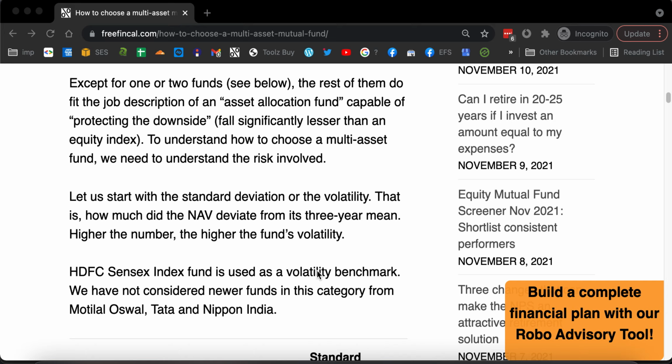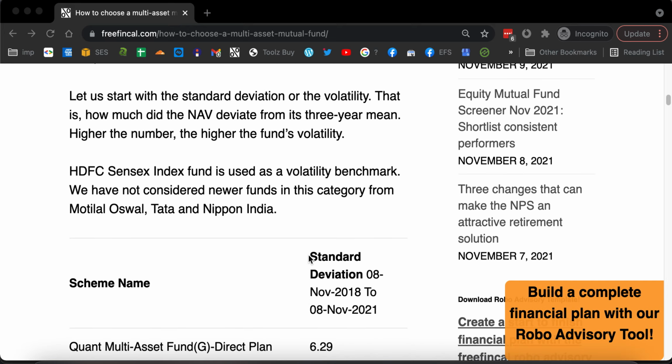We are also going to include the HDFC Sensex fund as an additional volatility benchmark. New funds in this category exist, like ones from Motilal Oswal, Tata, and Nippon India. I have not considered those.